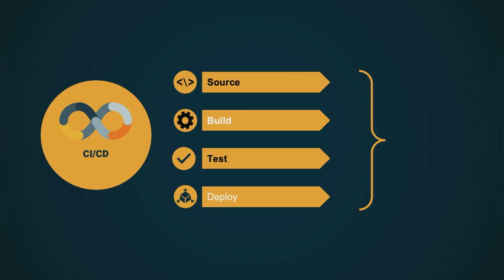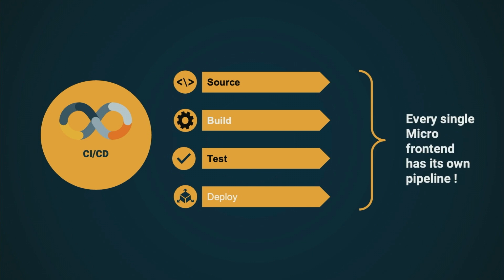And the main thing is that it is all automatic, and that you have fast cycles to deploy, and fast feedback from the users. This is what we want. And every single micro frontend has its own pipeline.